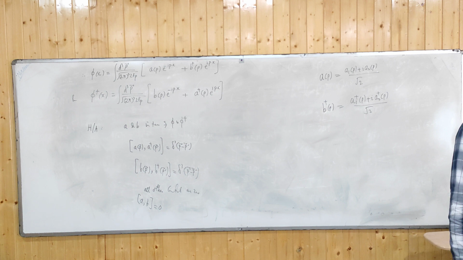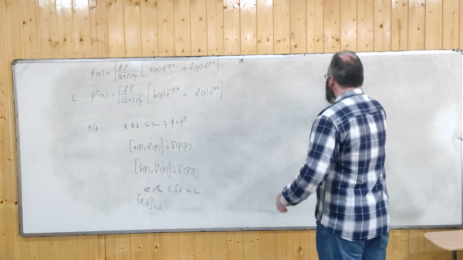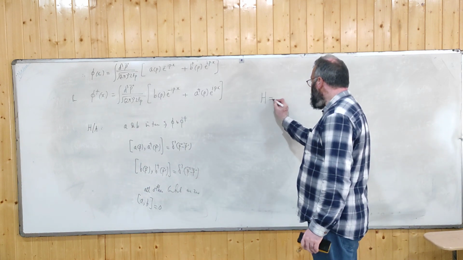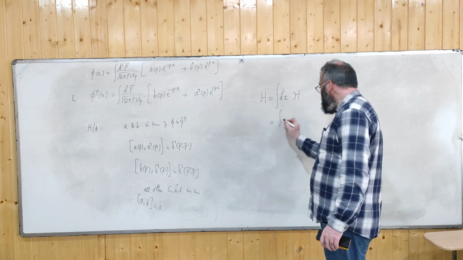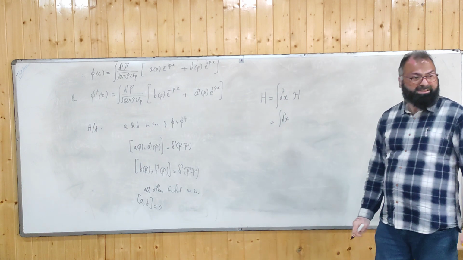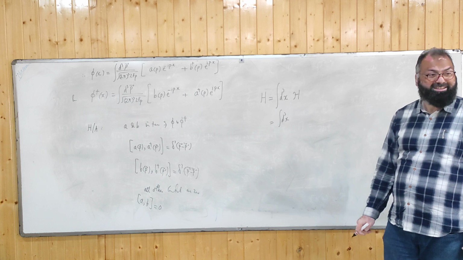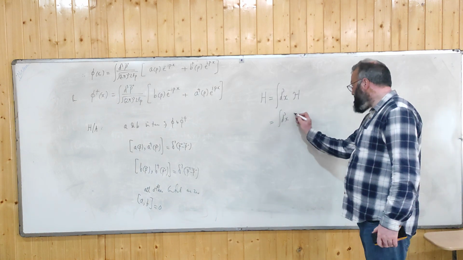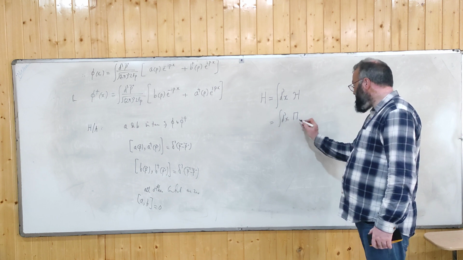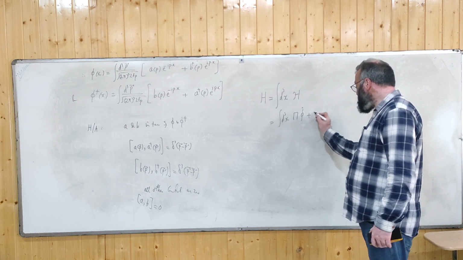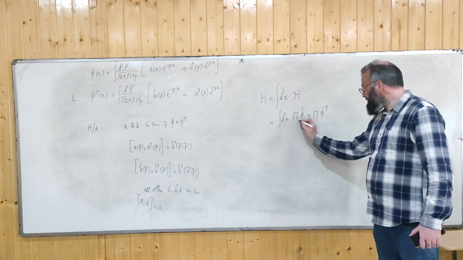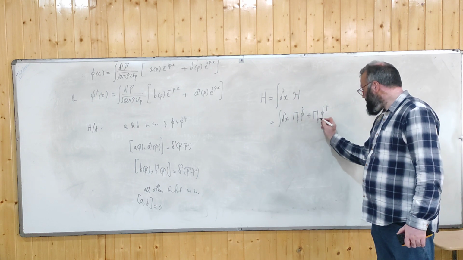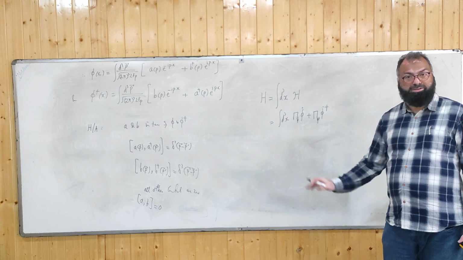Now we need to figure out the interpretation of this A and B. Okay? So let's calculate the energy, so let's calculate the Hamiltonian. That is d3 of x of the Hamiltonian density. What is that equal to? It is the integral d3 of x of pi, and you are having two pi's: pi phi dot plus pi dagger phi dot dagger. This is a pi corresponding to phi, and this is a pi corresponding to phi dagger. Clear? You got my point?